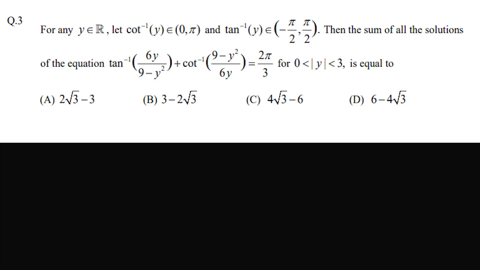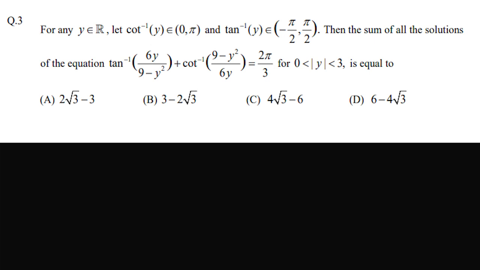And question number 3, we are given cot inverse y in its principal value range 0 to pi, and tan inverse y in its principal value range from minus pi by 2 to plus pi by 2. Then the sum of all the solutions of this equation for mod y lying between 0 to 3 is.